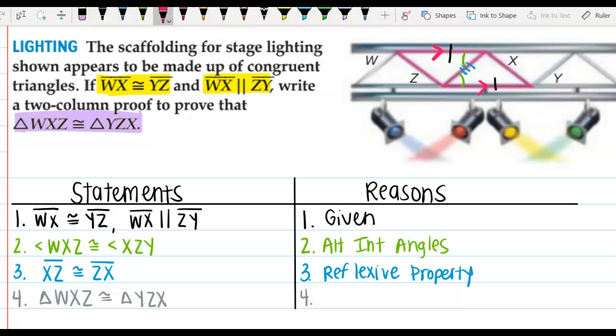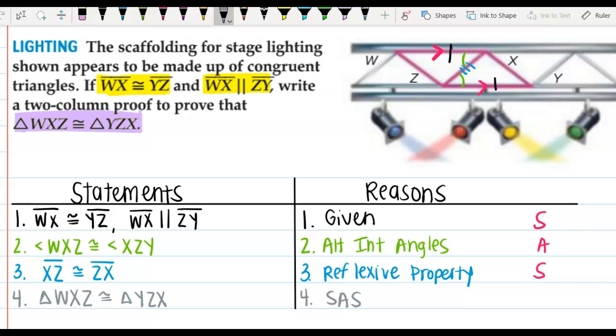Okay, so if I go back to our given, we had a side. In number 2, we had an angle. And then in 3, we had another side. So for our congruence, we would have side, angle, side.